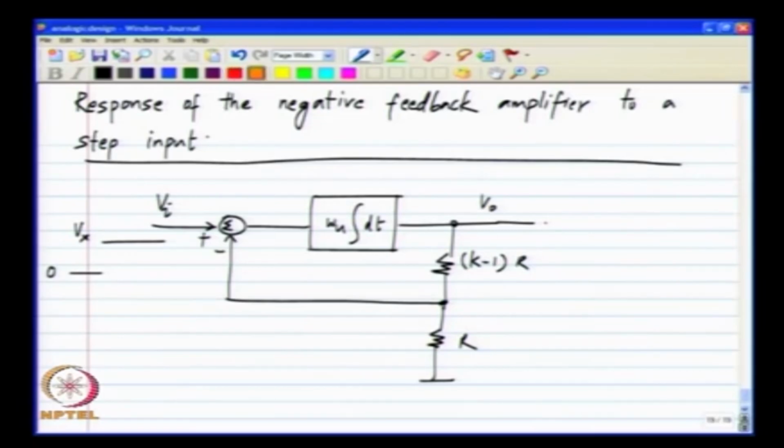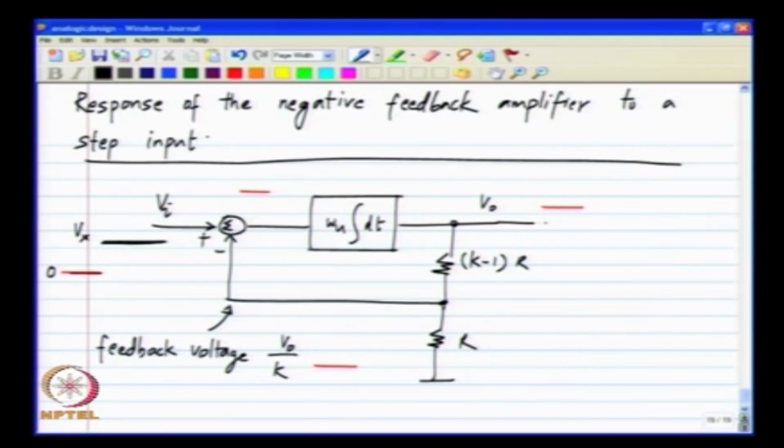Now, during this part, when the input is a constant, we assume that the system has reached steady state. So, V naught also will be equal to 0. This is known as the feedback voltage. The feedback voltage is V naught by k, and that is also equal to 0. Okay. And the error naturally is also 0, and the steady state has reached. Now, what happens when you apply a step?